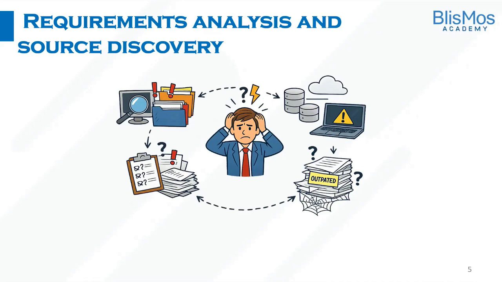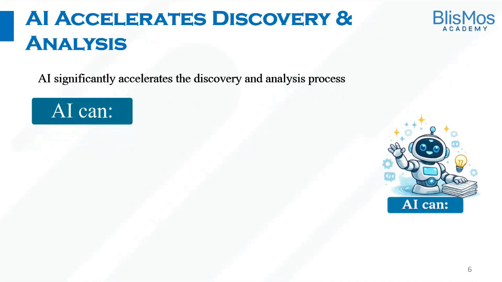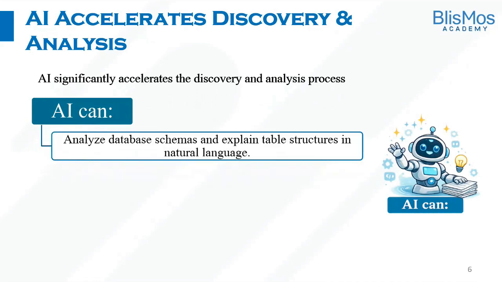How can AI help in this phase? Definitely, as we know, AI is helping different activities of a life cycle. AI is also helping the requirement analysis phase. Let us go through that one by one. AI can help in analyzing the database schemas and explain the table structures in natural language. If the data engineer or architect has to scan through all the tables in a database and understand the schema, it may take more time. But with the help of AI, we'll be able to do it in less time.